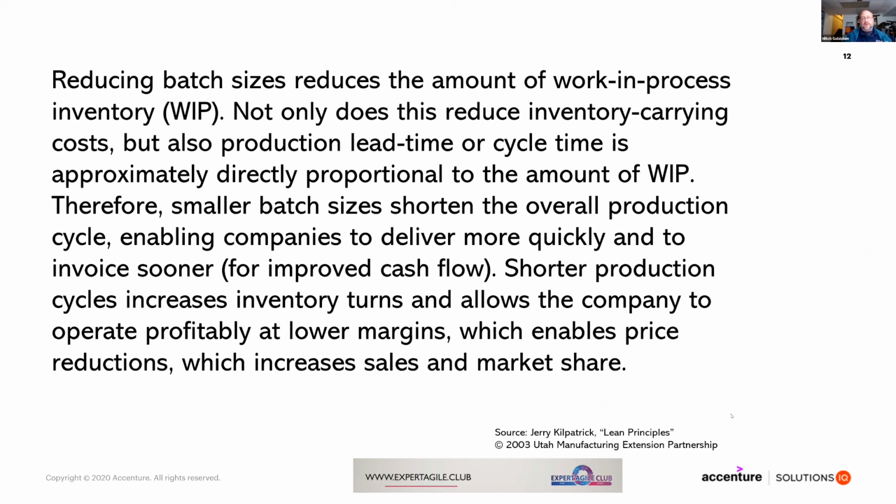Jerry Kilpatrick wrote in Lean Principles that reducing batch sizes reduces the amount of work in process inventory. Not only does this reduce inventory carrying costs, but also production lead time, or cycle time, is approximately directly proportional to the amount of WIP. In other words, the quickness that your organization can move, the agility of your organization, is directly proportional to the amount of work that is being done at any one time.